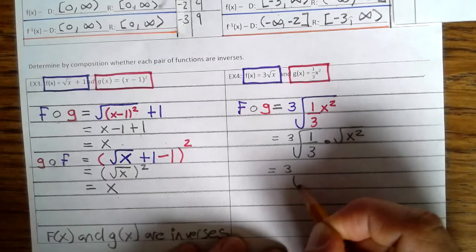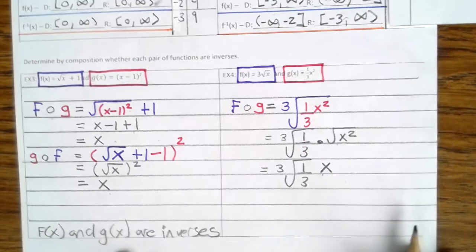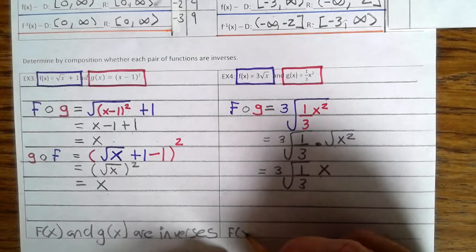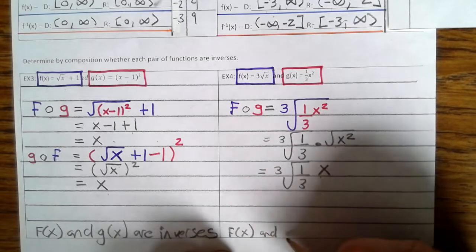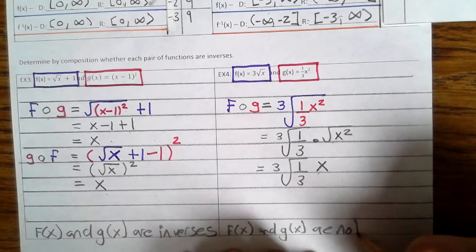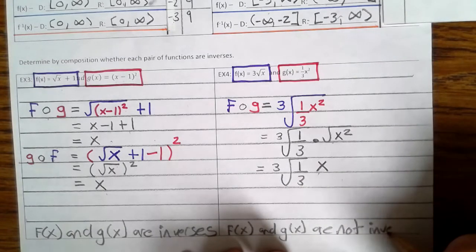So we can say that f of x and g of x are not inverses. Okay, so we'll go ahead and finish up example 4. Okay, now let's turn the page and take a look at the next examples.